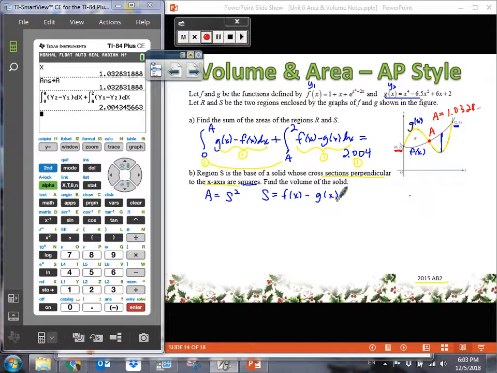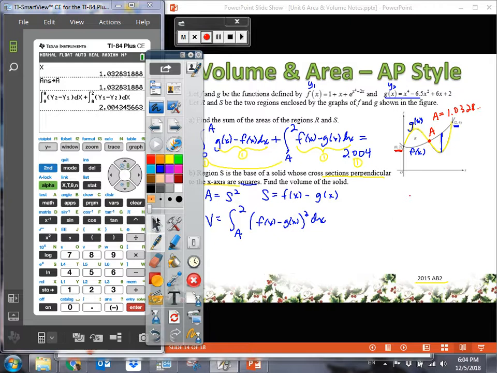So our volume is going to be the integral of the area, right? We want to integrate from here to here. This is our cross section from A to 2. And we've already said what A is, so we don't have to say it again. We're going from A to 2. And our side was f of x minus g of x, so we would have f of x minus g of x squared. Okay, so let's go over to our calculator and let's go ahead and enter all that in.